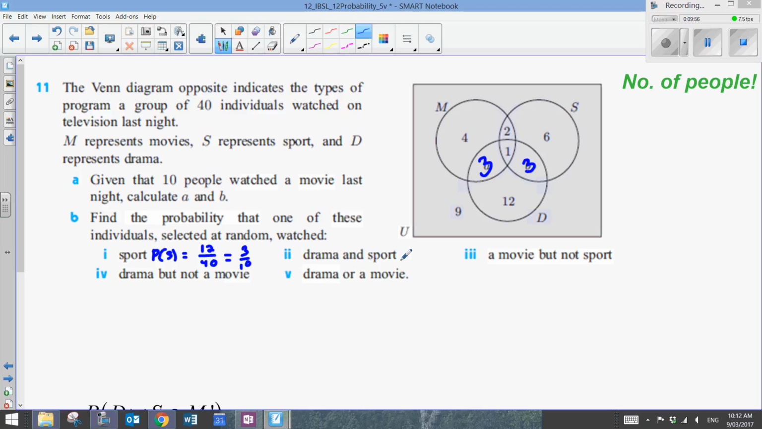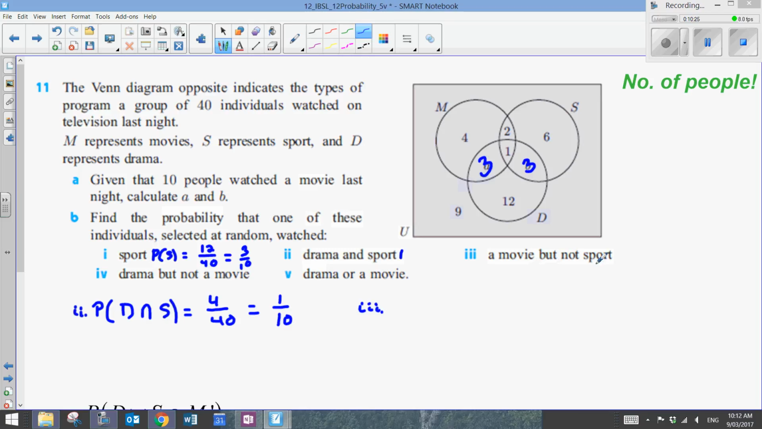All right. Part 2, drama and sports. So our probability, let's actually come down here. Probability of watching drama and sport. All right, so here's drama, here's sport. We have 4 people who watch drama and sport. They didn't say and not watch a movie. So we have 4 people, also randomly selected out of our total. So 4 out of 40. We can reduce that down to 1 in 10.